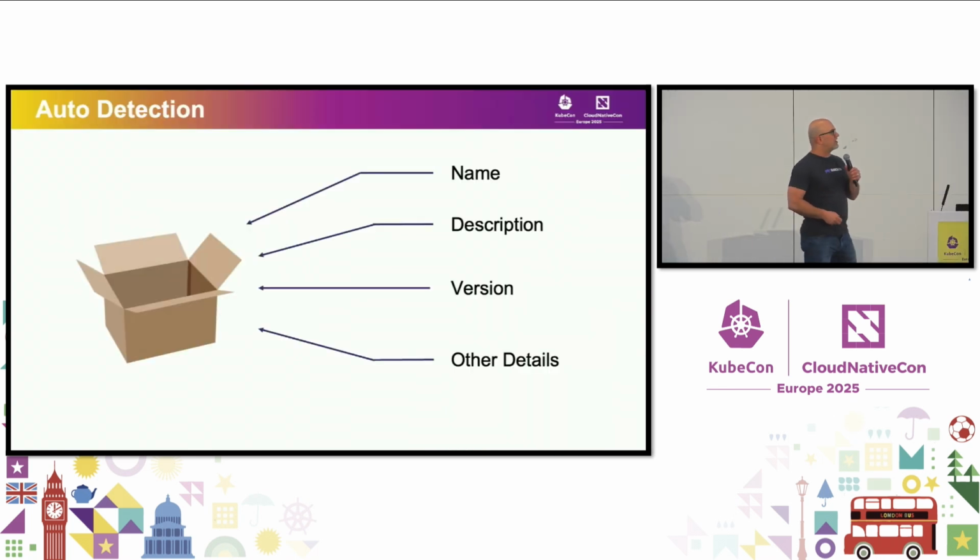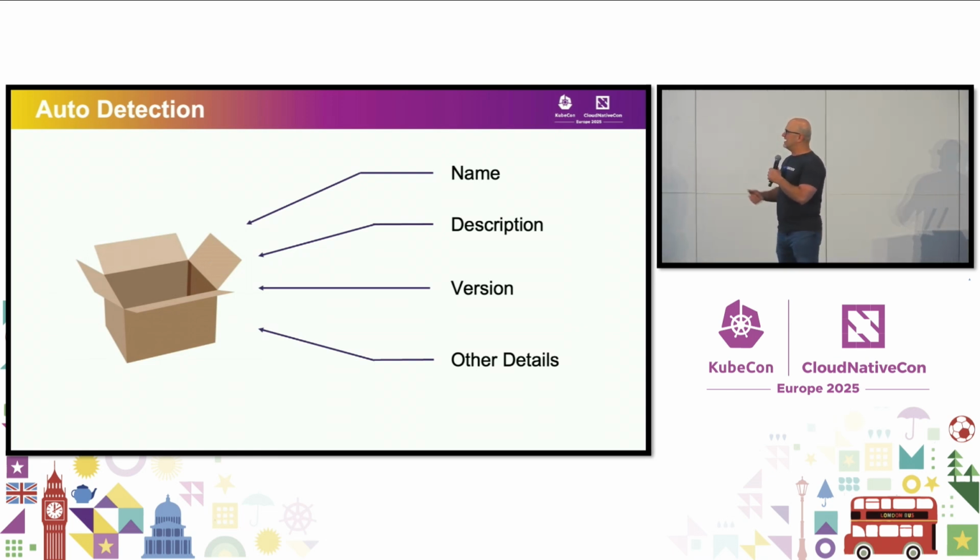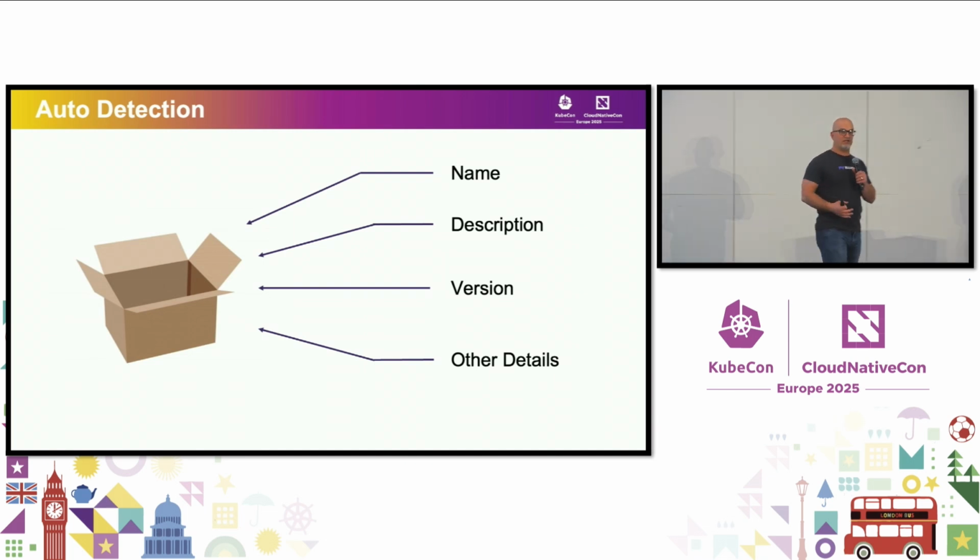Well, the first thing is Artifact Hub actually does some auto detection out of the box for as much as it can. It'll try to detect things like the name, description, version, and some other details if that metadata already exists.